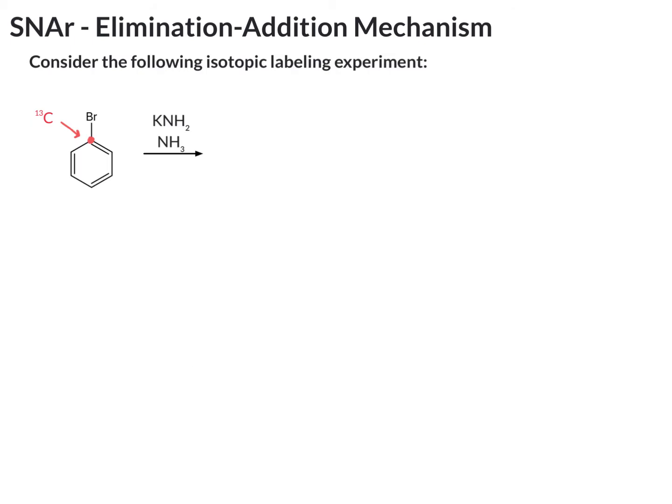Before we talk about the mechanism, I want you to consider the following isotopic labeling experiment. And what that means is a certain atom was labeled with a specific isotope that could be tracked through the reaction. And in this case, the carbon where the halogen is attached was labeled as carbon-13, and KNH2 and NH3 were used, meaning NH2 minus is the nucleophile. And when this reaction was performed, an expected product resulted. So the product where the NH2 directly replaces the Br.